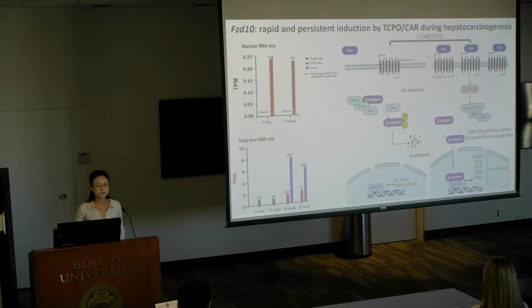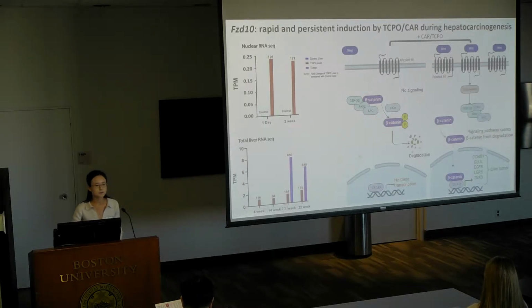Among all of the genes that are induced by TCPOBOP, Frizzled-10 is a really interesting target because we can see right here, it's upregulated above 100-fold change after 1 day and 2 weeks of TCPOBOP exposure. And this induction can persist along the whole process of tumorigenesis.